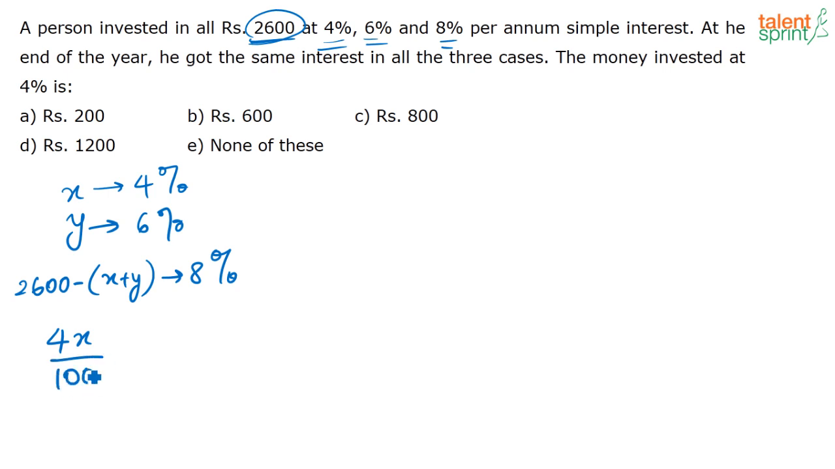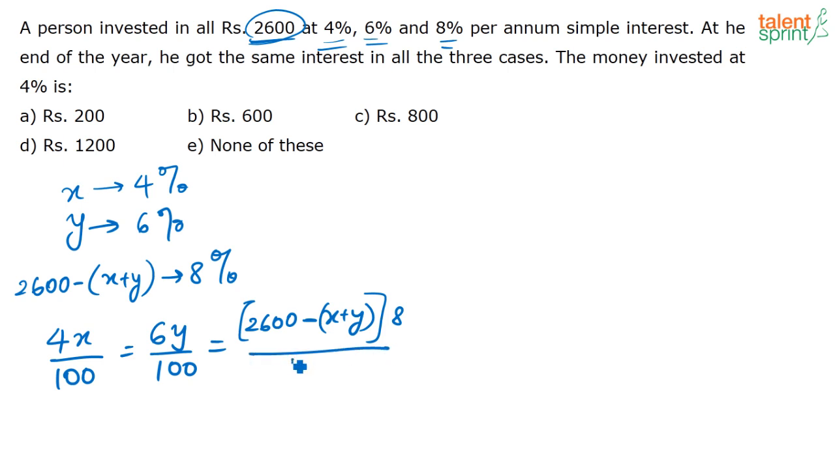So 4x by 100, that is equal to, what will be the interest in the second case? 6y by 100, and this will be equal to the interest that he gets for the third amount, that is 2600 minus (x plus y), into 8 by 100. So from this we can find out a relationship between x and y, correct?